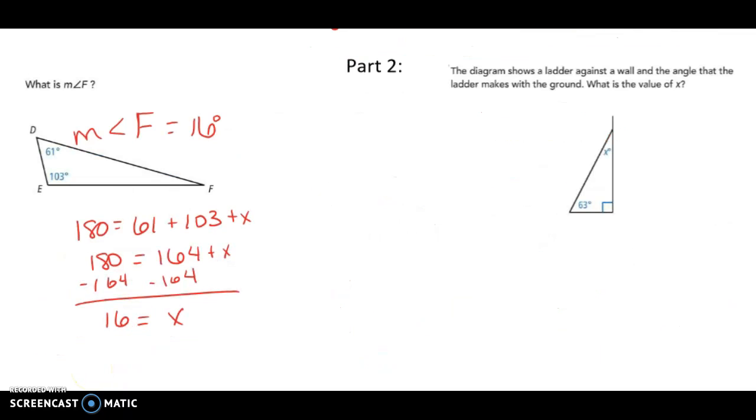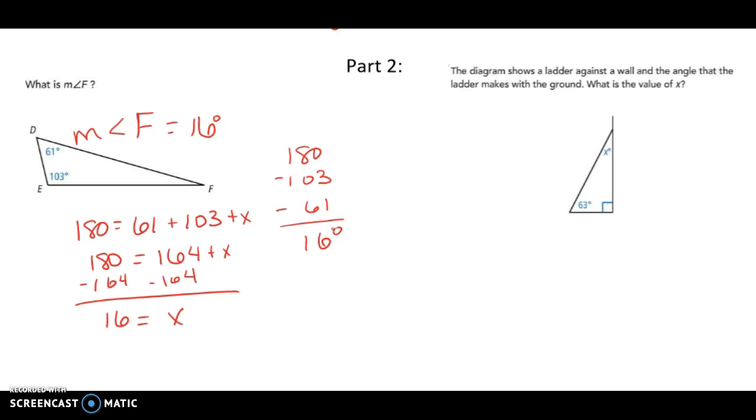I went ahead and worked through the measure of angle F again over here. And I did 180 equals 61 plus 103 plus x, because remember all three angles are going to add up to be 180. And I'm going to add these two together and get 164, subtract it from both sides and get 16 equals x. We could have also done 180 minus 103 minus 61 in my calculator, and I would have found that my answer was 16.